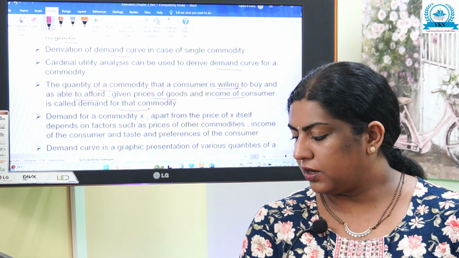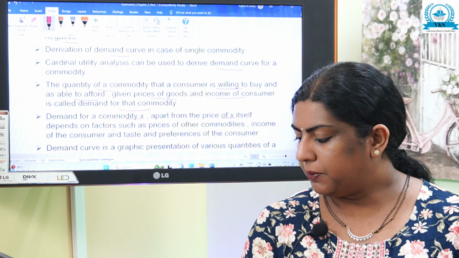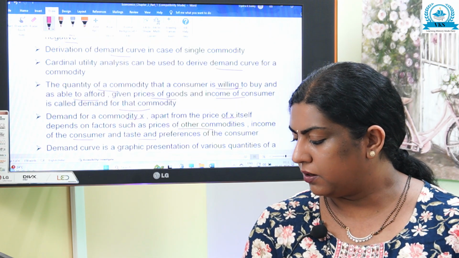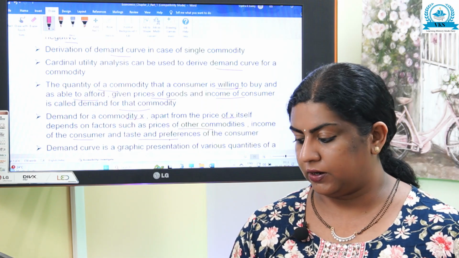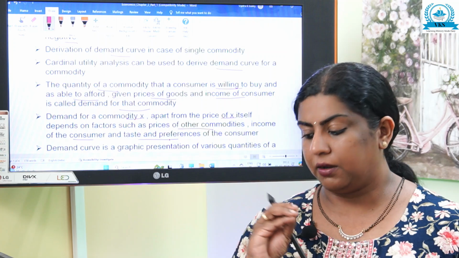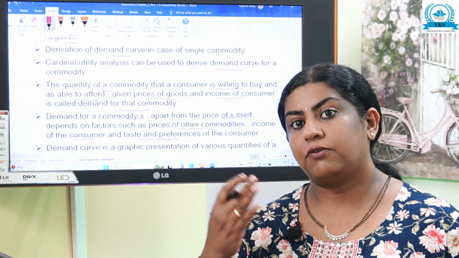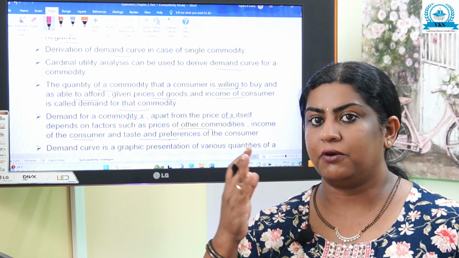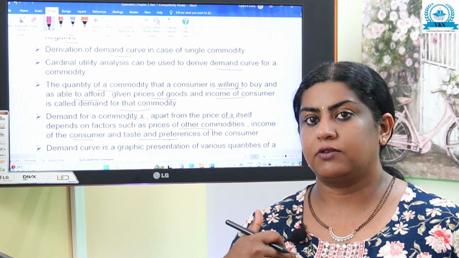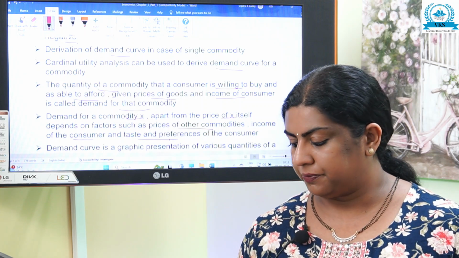So demand for a commodity X, apart from the price of X itself, depends on factors such as prices of other commodities, income of the consumer, taste and preference, etc. So for commodity X, the demand depends on many factors. First is the price of other commodities. Again the problem of choice arises. Then the income of the consumer, how much money they have, and the taste and preference of the consumer.